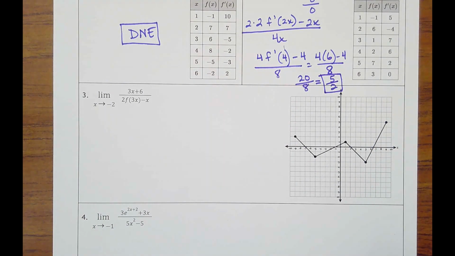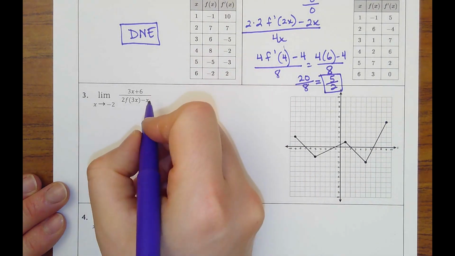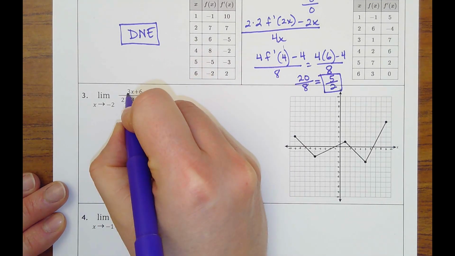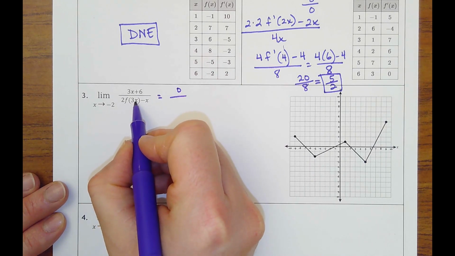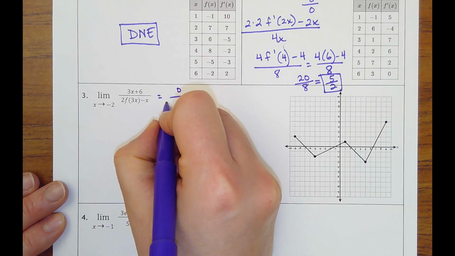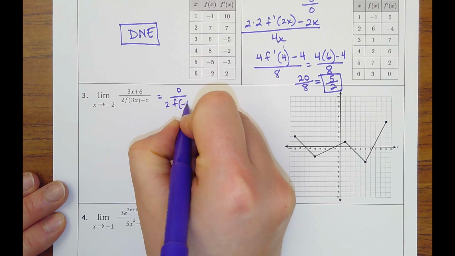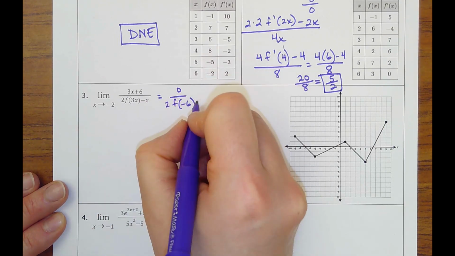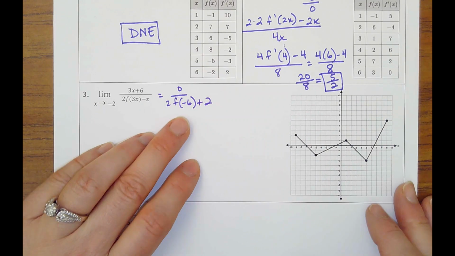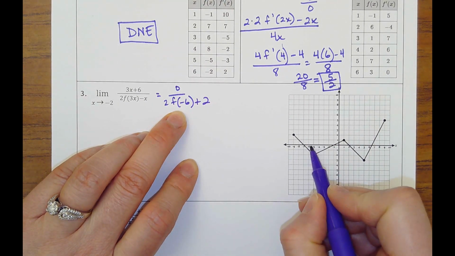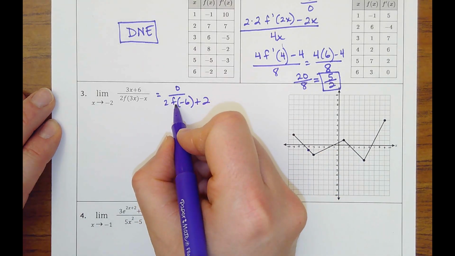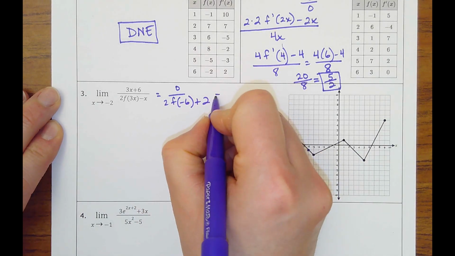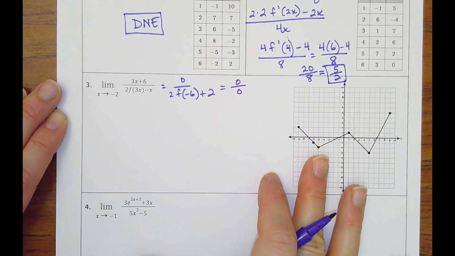All right, number 3. First try direct substitution. We have a graph this time. So we'd have 3 times negative 2 is negative 6 plus 6 is 0. We have 3 times negative 2 is f of negative 6 minus negative 2 would turn into plus 2. So go over to your graph. This is saying when x is negative 6, that would be the point right here. We see that it's a y value of negative 1. So we have 2 times negative 1, which is negative 2 plus 2 is 0. So we do get indeterminate form. L'Hôpital's rule could be used.